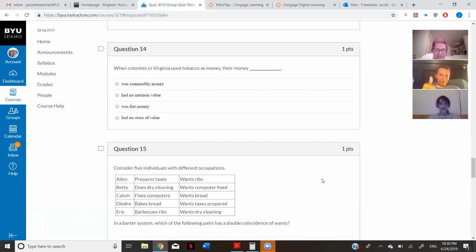When colonists in Virginia used tobacco as money, their money was blank. I put A. Yeah, me too. Tanner, A. Just do thumbs up. A. Right? That's A in sign language.